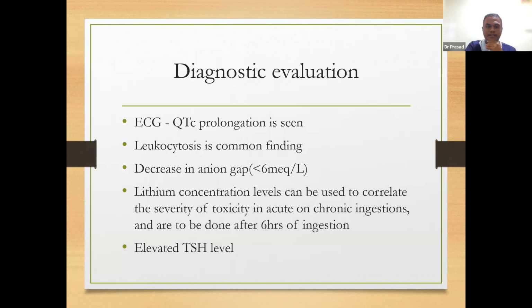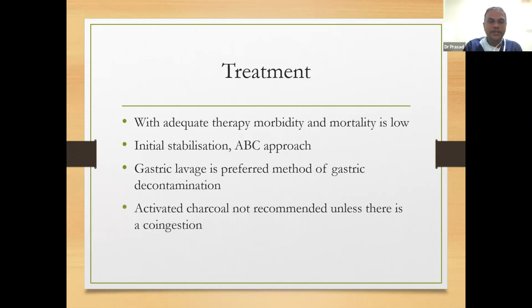The diagnostic evaluation, how do you diagnose it? With an ECG, you find QTc prolongation. Leukocytosis is a common finding for almost all toxidromes. There is a decrease in anion gap of less than 6 milliequivalents per liter. Lithium concentration levels can be used to correlate with the severity of toxicity in acute or chronic ingestions and are to be done after 6 hours of ingestion. Elevated TSH levels are also seen in lithium toxicity.